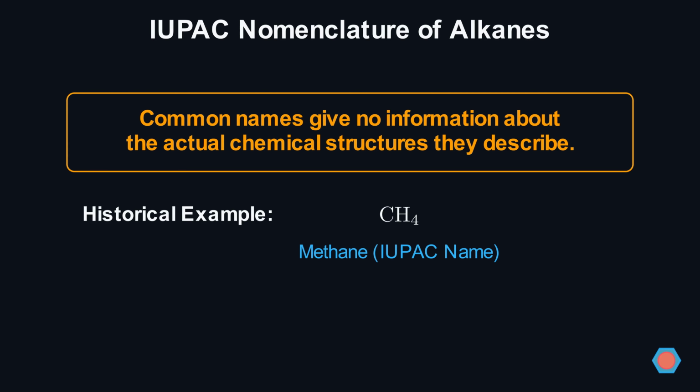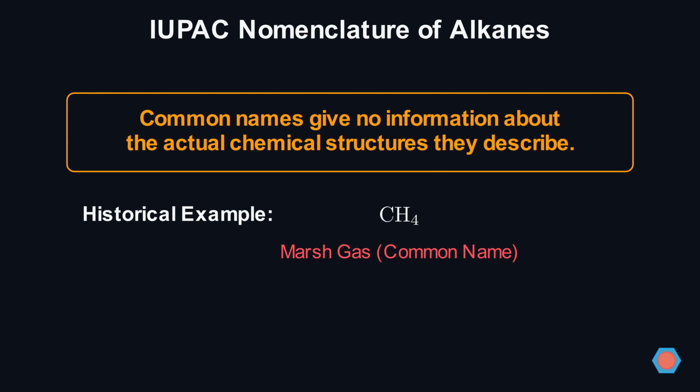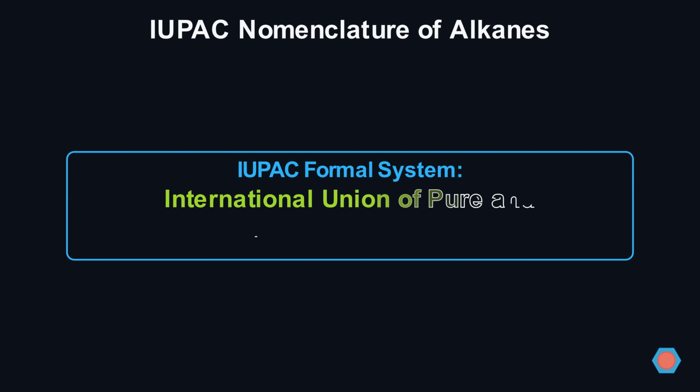However, as more and more organic compounds were being discovered, this unsystematic method of naming became difficult to keep up with. IUPAC nomenclature, named after the International Union of Pure and Applied Chemistry, is the formal systematic method for naming organic compounds nowadays.